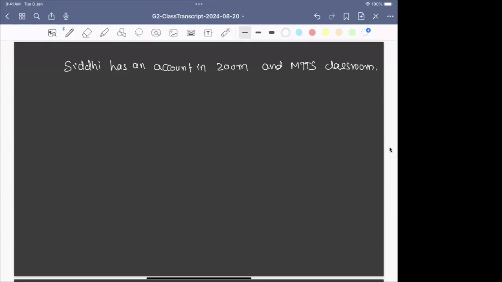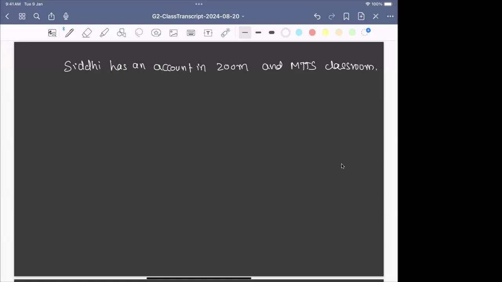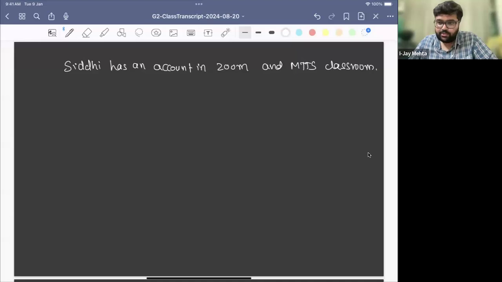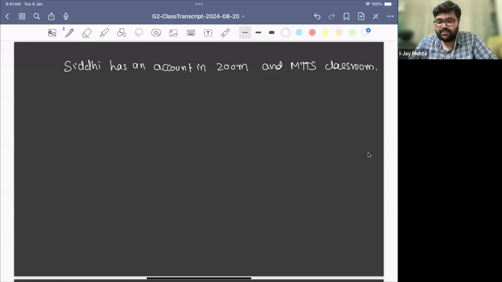Yes, sir. Yes, you have an account in Zoom and you also have an account in MTTS classroom. But did you log in to both accounts? Zoom, I know because you are attending classes, right? But did you log in to MTTS classroom through your account, Siddhi? No, sir, not logged in yet. So how do you download the lecture notes? Yes, I have logged in on Zoom and also MTTS. So that's fine. Okay. My question is, when is the statement false?